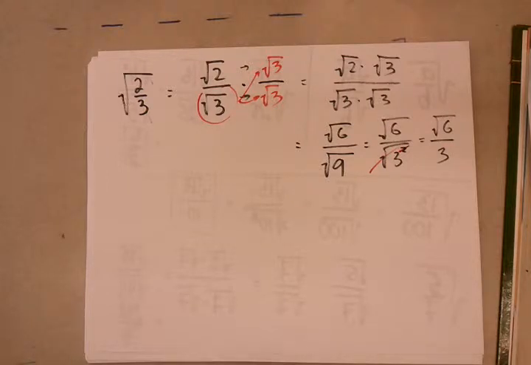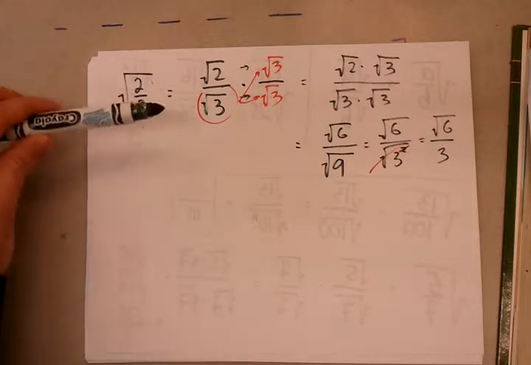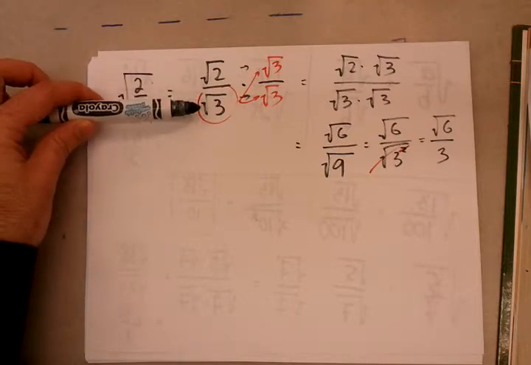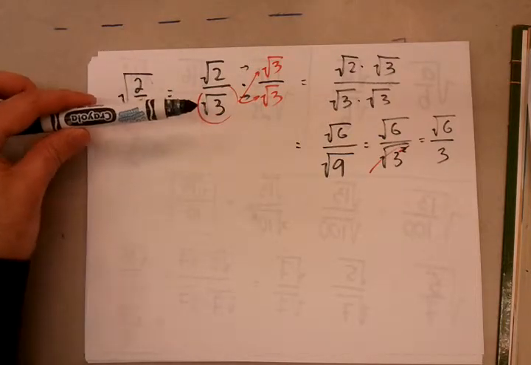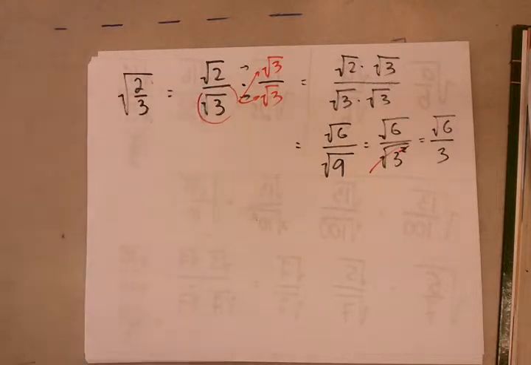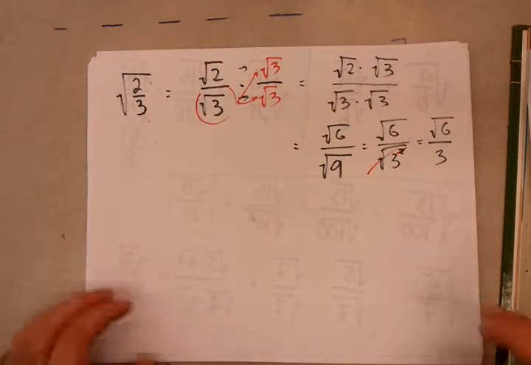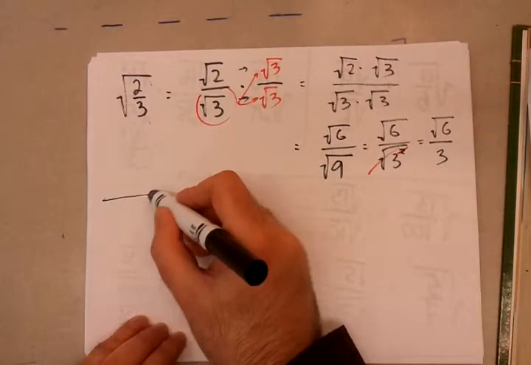You multiply it by a new fraction that's composed entirely of whatever square root you're trying to get rid of. So it's composed of both numerator and denominator from that same square root. So that was the quotient property. Let's take a look at sums and differences.